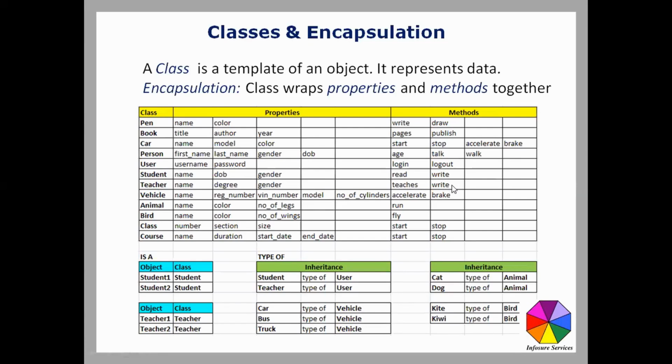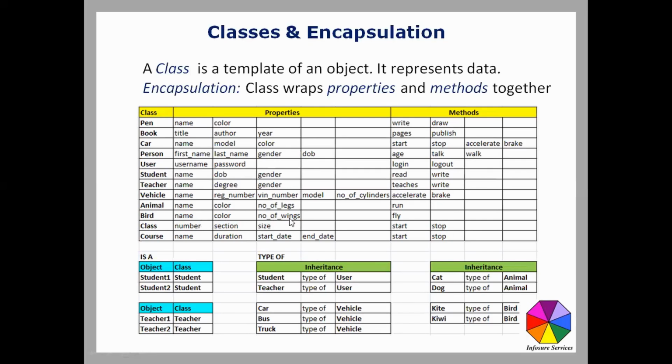Teaches, writes. Okay, vehicle. A vehicle can have a name, a registration number, an engine number. A vehicle can have a model, the number of cylinders. These are all properties of the vehicle. I create my own. And then a vehicle can accelerate, brake. Animal can have a name. It can have a color. Animal can have number of legs. Animal can run.